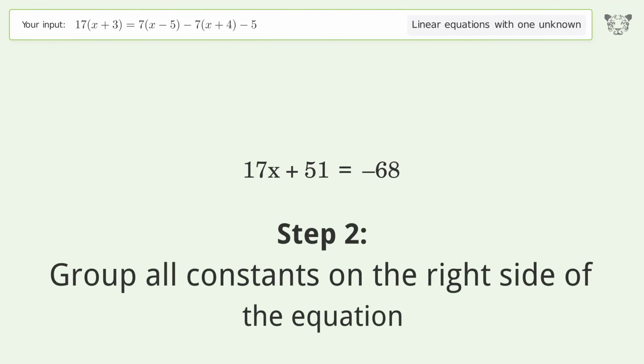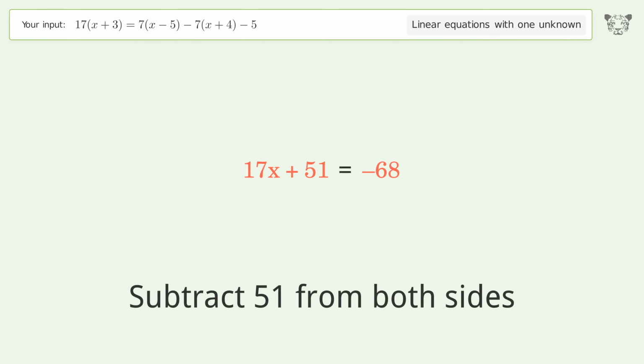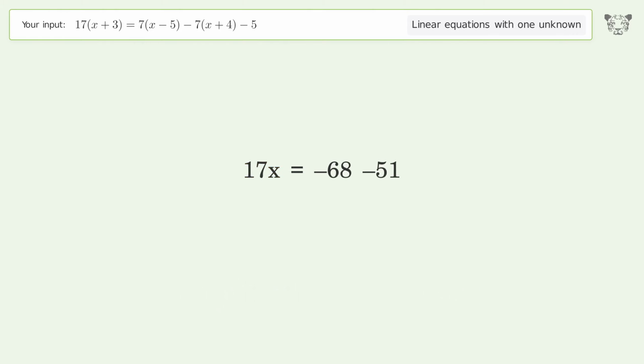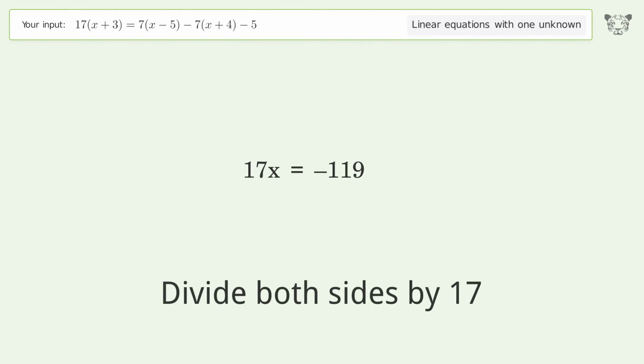Group all constants on the right side of the equation. Subtract 51 from both sides. Simplify the arithmetic. Isolate the x. Divide both sides by 17.